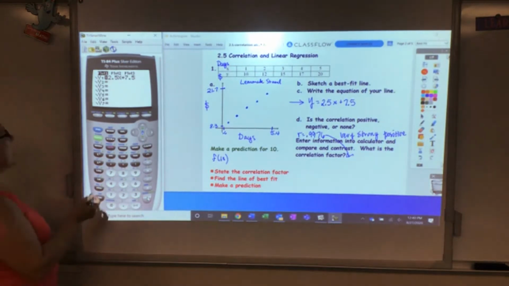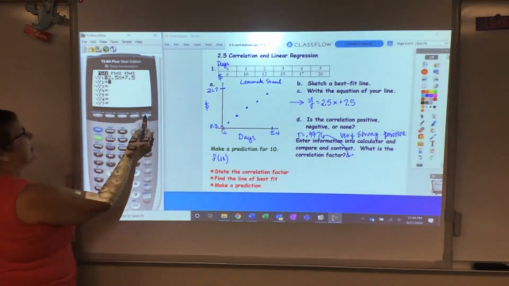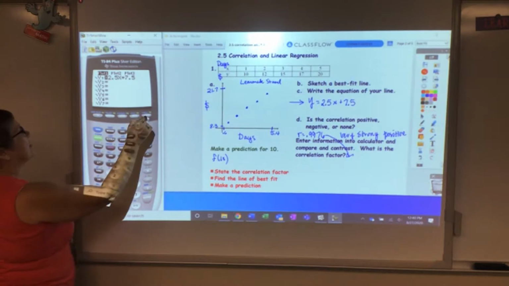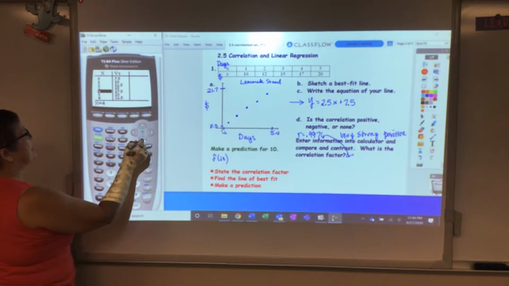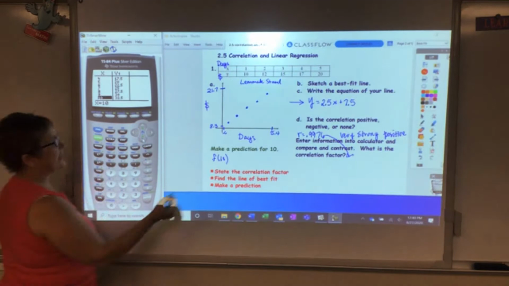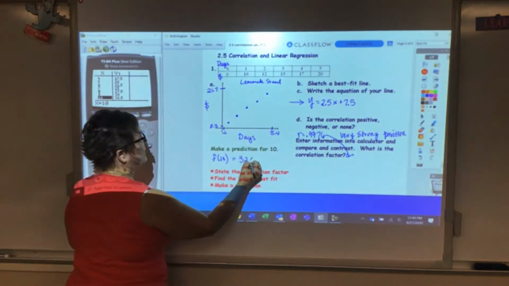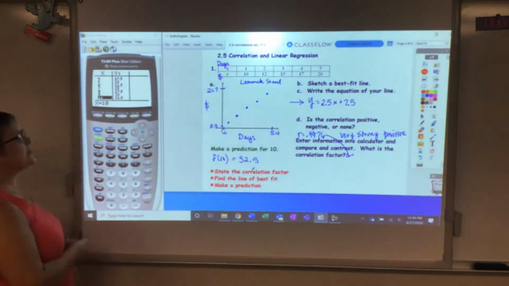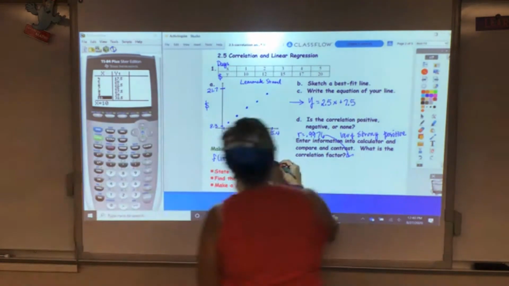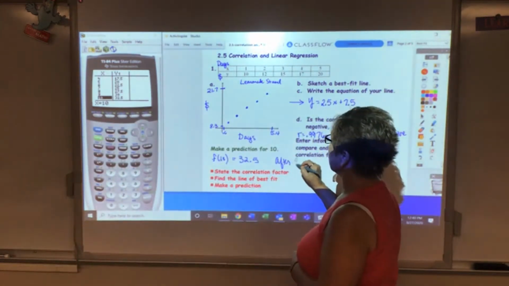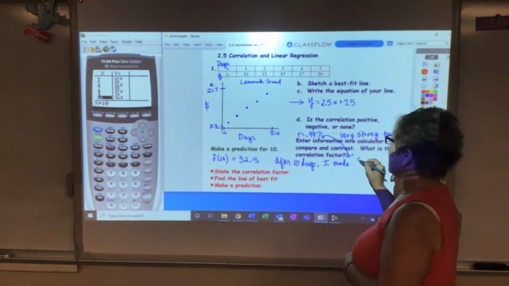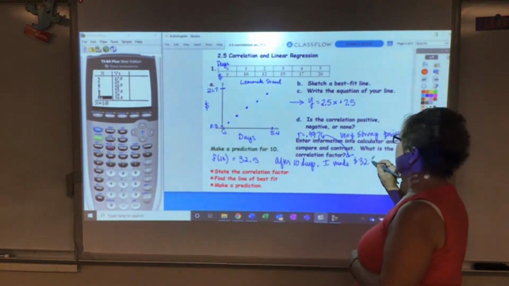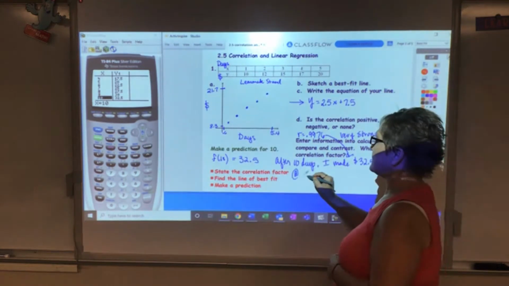And I can go to my table. The table's in blue, so I'll go second table. And I'm looking for 10, so I'm going to scroll down to 10. And I see I get 32.5. So if I was to answer this question after 10 days, I made $32.50 at my lemonade stand.